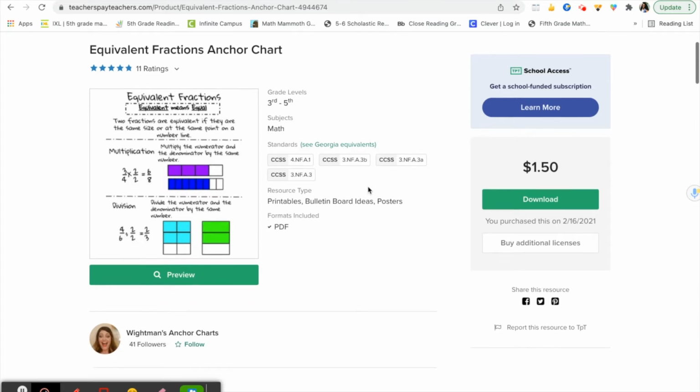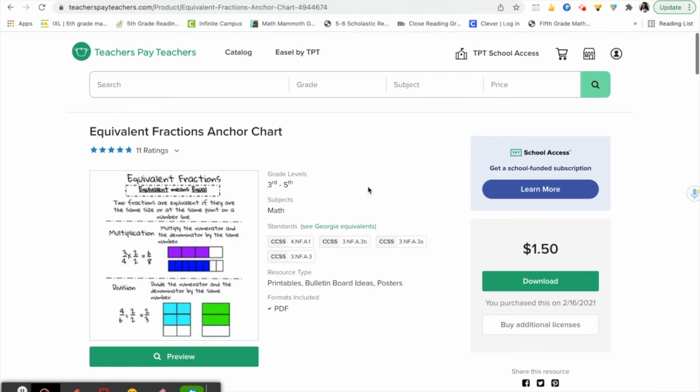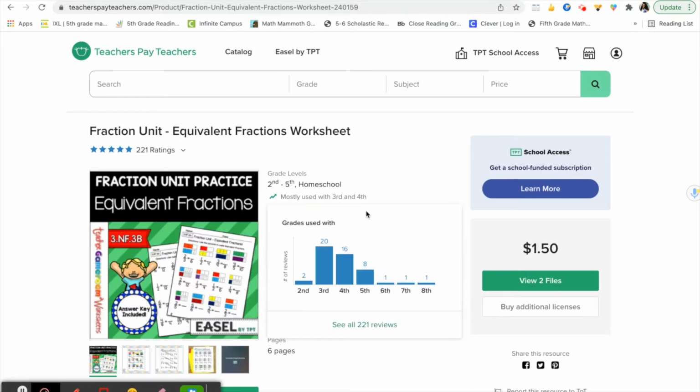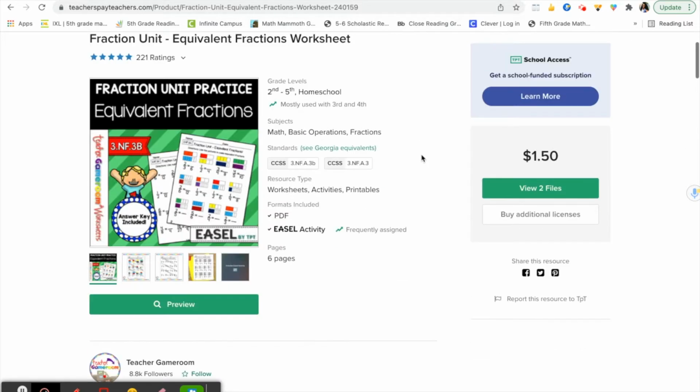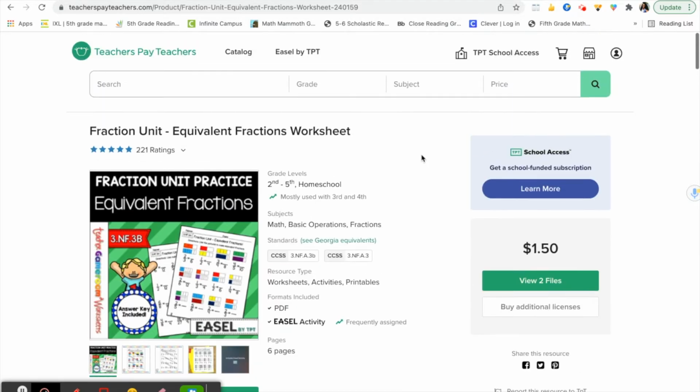You'll also need this equivalent fractions anchor chart, which you can use as notes, and this equivalent fractions worksheet, which you can have your students work in pairs to complete.